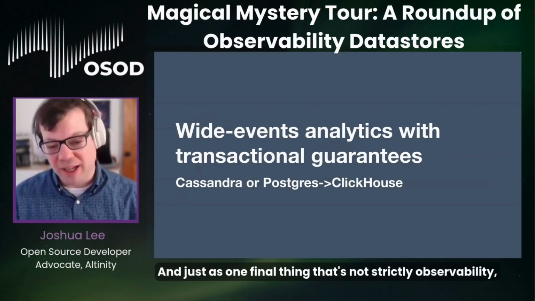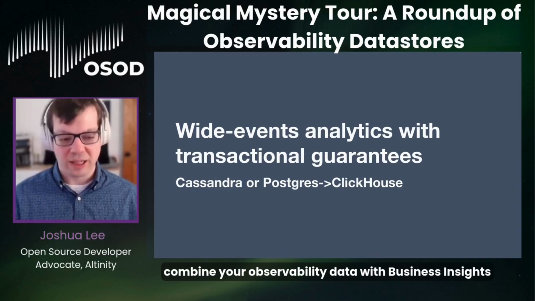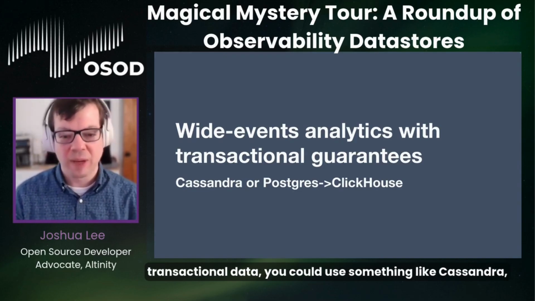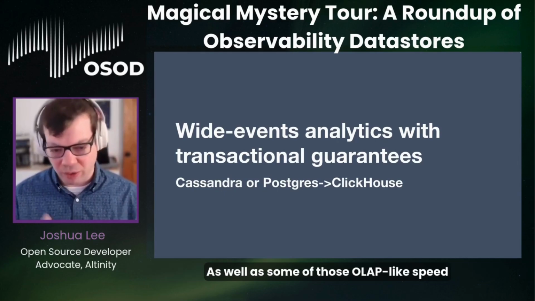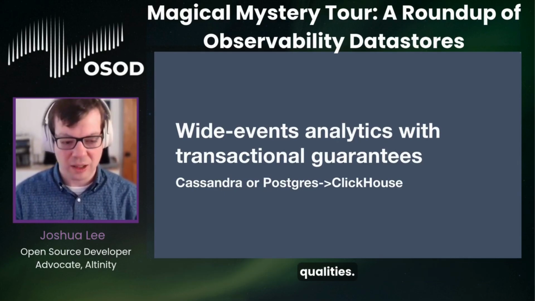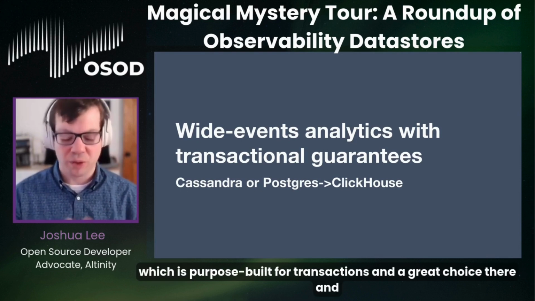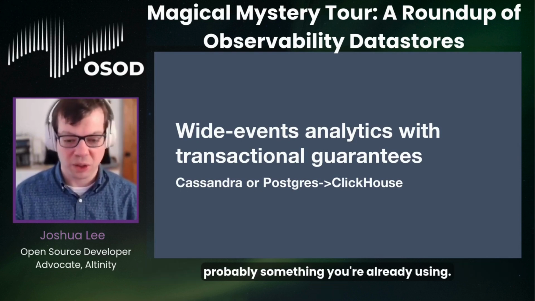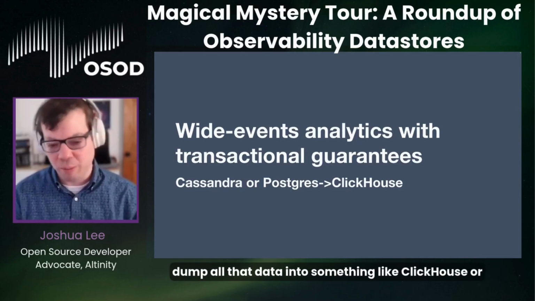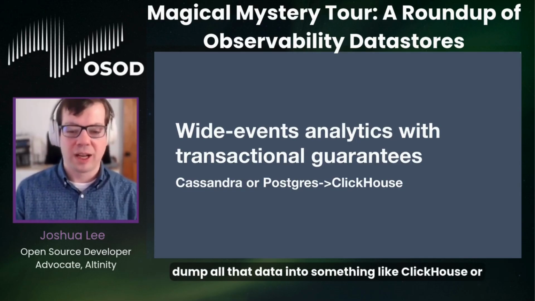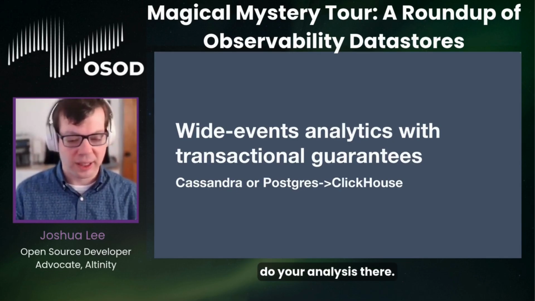And just as one final thing that's not strictly observability, but if you wanted to, for example, combine your observability data with business insights transactional data, you could use something like Cassandra, which gives you some of those transactional guarantees, as well as some of those OLAP-like speed qualities. Or you could just use something like Postgres, which is purpose-built for transactions and a great choice there, and probably something you're already using. And if your analytics is going too slow, you can use a connector, dump all of that data into something like ClickHouse or Druid or any other OLAP and do your analysis there.